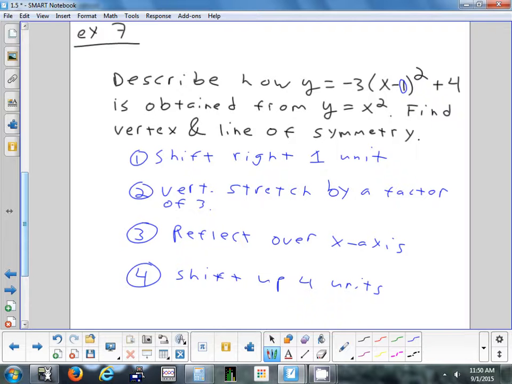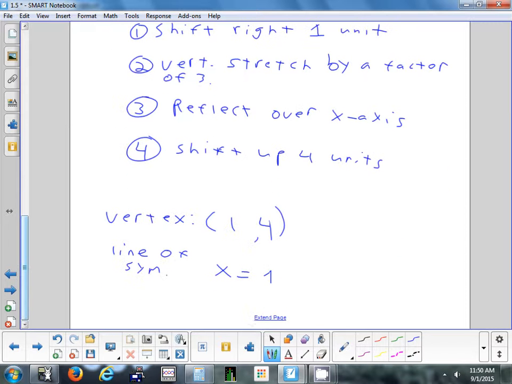And which transformation here affects the line of symmetry? Shifting horizontal or vertical? Horizontal. Yep. And it's been shifted right 1 unit. If you've got something that has a vertical line of symmetry and you shift it up, the line of symmetry doesn't move. Moving up and down doesn't affect line of symmetry.